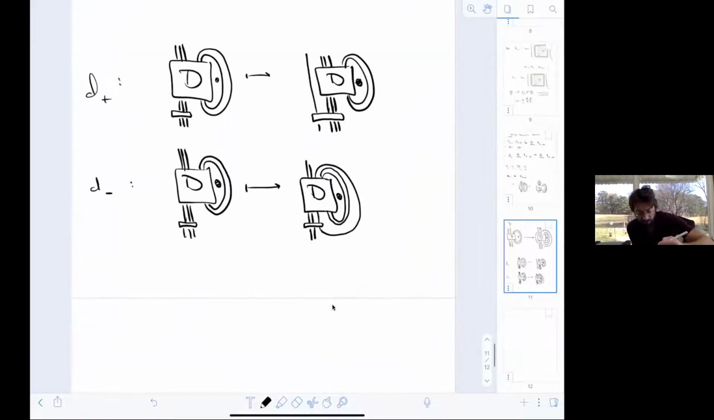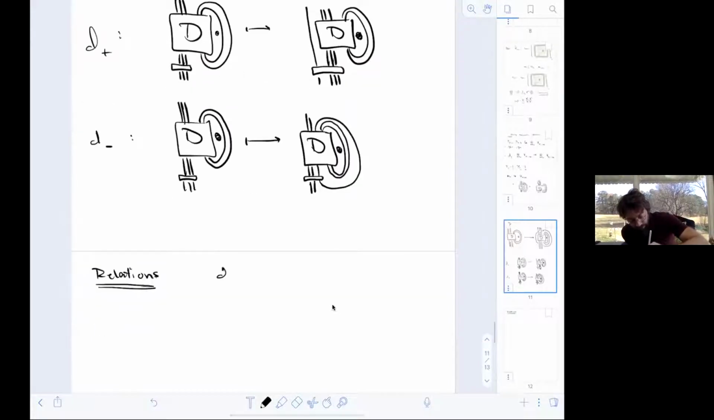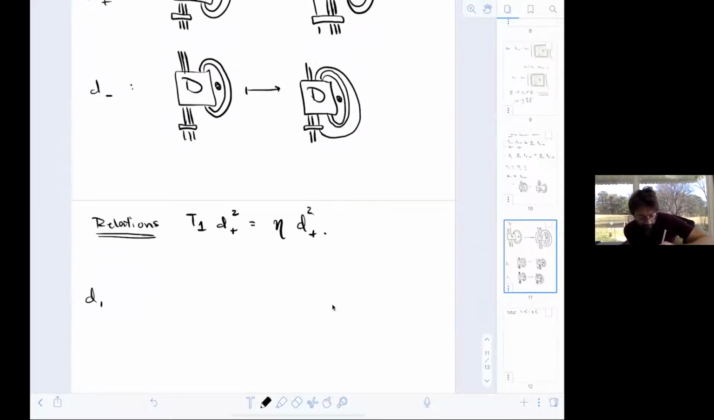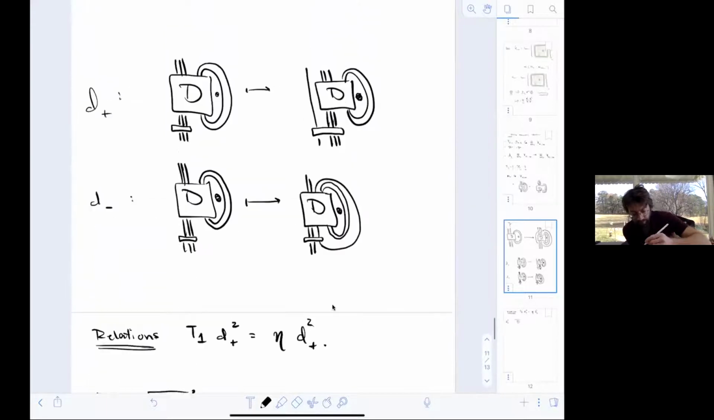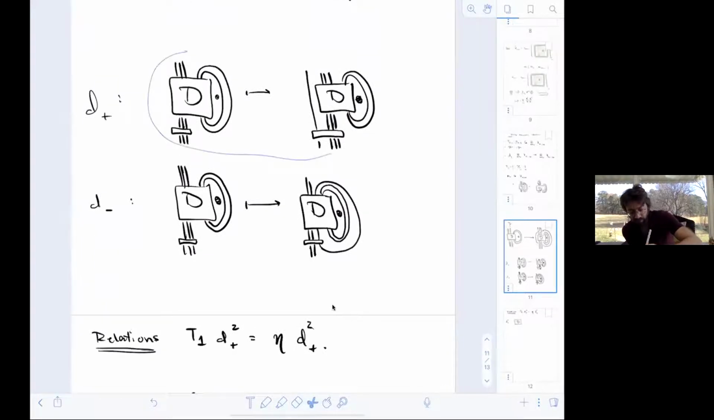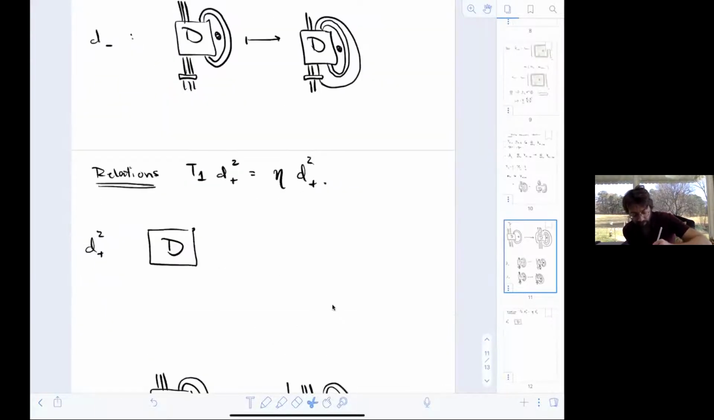So just to give you a taste of the relations these satisfy. The most interesting relations are things involving d plus and d minus. So for example, d plus squared, he likes to absorb crossings T1. So a picture for this relation is, d plus squared is the operator that takes a diagram, and let me cannibalize an earlier picture.